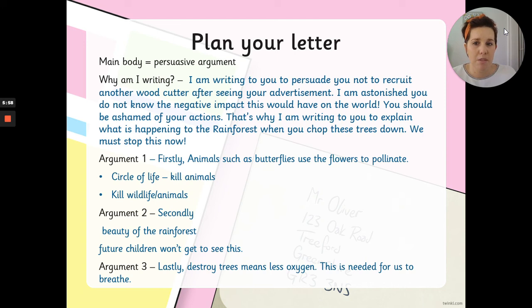You should be ashamed of your actions. That's why I'm writing to you to explain what is happening to the rainforest when you chop down these trees. We must stop this now. And then I've just planned, I haven't written out my full letter because you'll be doing that tomorrow, just planning what my argument 1, my argument 2 and argument 3 are. So you can use bullet points. Remember, this is your plan to help you write your letter tomorrow.